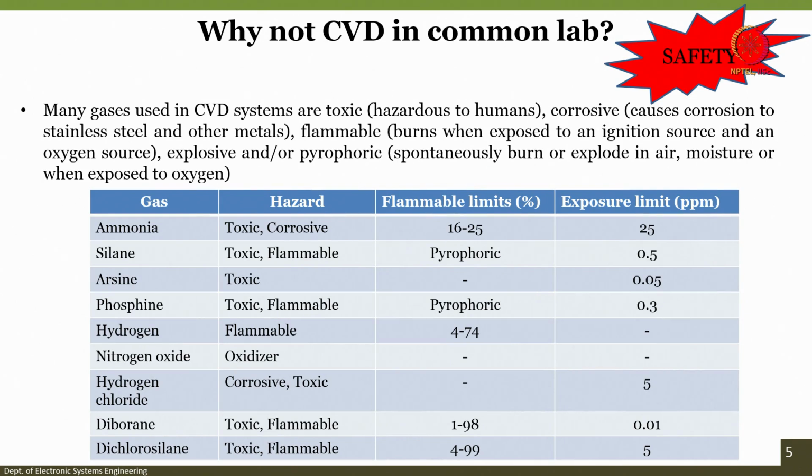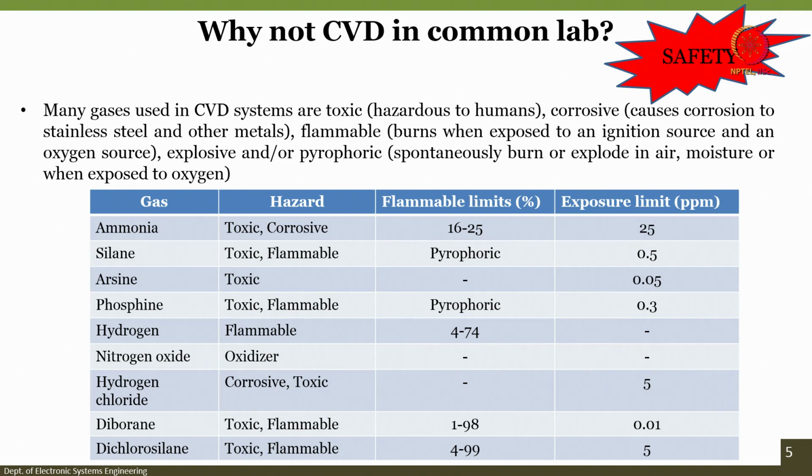So the different gases, if you see, and the hazardous limits, the flammable limits and exposure limit, you can see that we use several gases like ammonia, silane, arsine, phosphine, hydrogen, nitrogen oxide, hydrogen chloride, diborane, dichlorosilane, and all these materials are either toxic or flammable or oxidizer or corrosive, right. So this is very important.